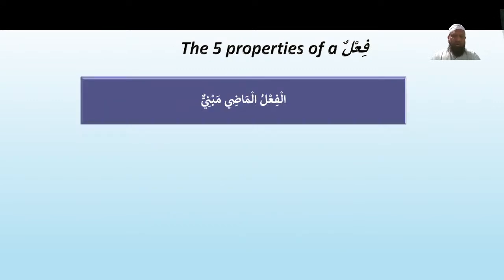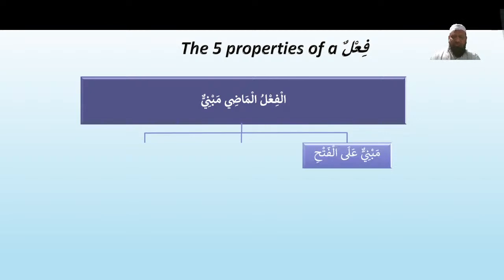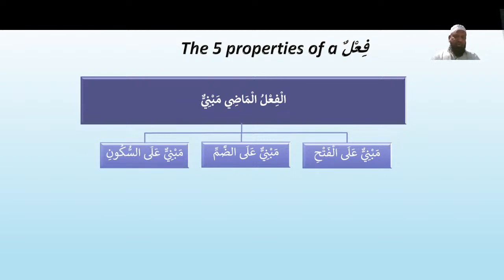الفعل الماضي مبني. الفعل الماضي can be مبني in 3 ways. Number 1, مبني على الفتح. Number 2, مبني على الضم. Number 3, مبني على السكون. At the moment we are learning فعل ماضي مبني على الفتح. In the later lessons we'll be learning مبني على الضم and مبني على السكون.